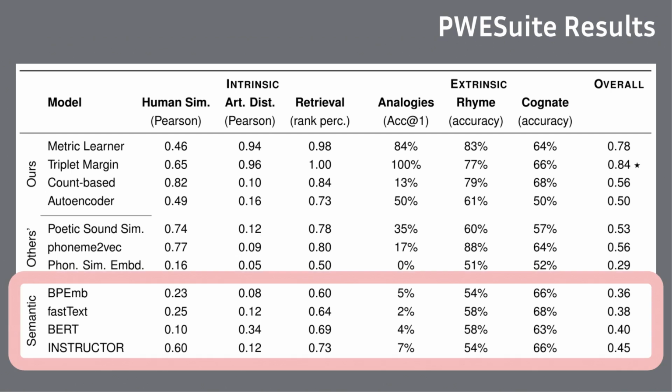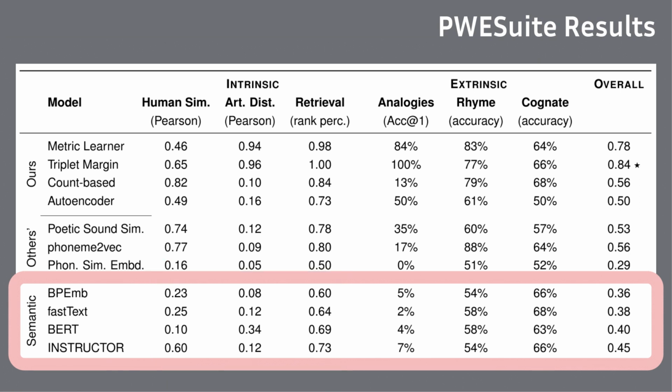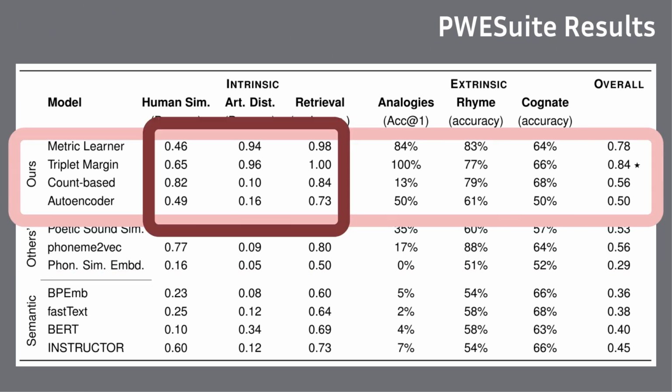We first start with semantic word embeddings that people typically use, such as those from BERT. On almost all the tasks, the embeddings fare very poorly. 50% for rhyme and cognate detection is equivalent to a coin flip. In contrast, our models specifically for phonetic representations perform much better, though there is still big room for improvement.